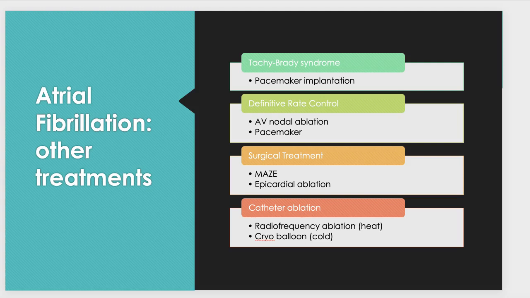And then we have catheter ablations. We can use radiofrequency or cryo, or cold. This is where we go inside the heart and actually cauterize around the pulmonary veins. We map out the electrical system of the heart, find out where the atrial fibrillation is coming from, and we cauterize, or we actually freeze that area to cause scar. Again, catheter ablations are not curative. Atrial fibrillation can return.